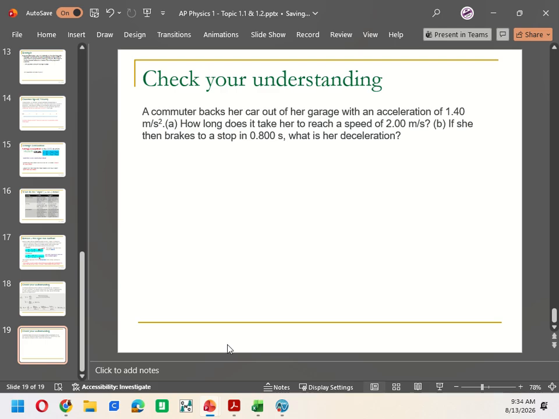Juliet, what'd you get? Negative? Negative 2.5 what? What are the units? What are we talking about? Meters per, it's acceleration, isn't it? So that's meters per second squared. So per second per second.